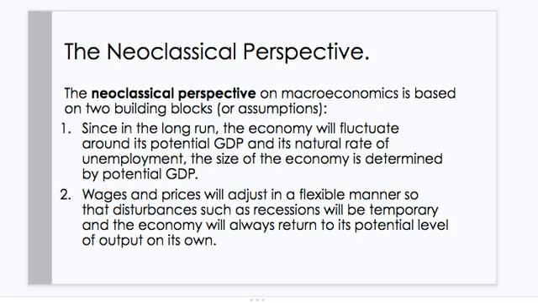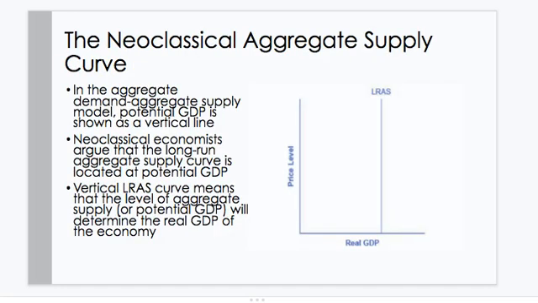Two, wages and prices will adjust in a flexible manner so that disturbances such as recessions will be temporary and the economy will always return to its potential level of output on its own. Here we see the aggregate supply curve with neoclassical assumptions. In this model, potential GDP is shown with long-run aggregate supply as a vertical line. Neoclassical economists argue that the long-run aggregate supply curve is located at potential GDP. The vertical LRAS curve means that the level of aggregate supply or potential GDP will determine the real GDP of the economy.